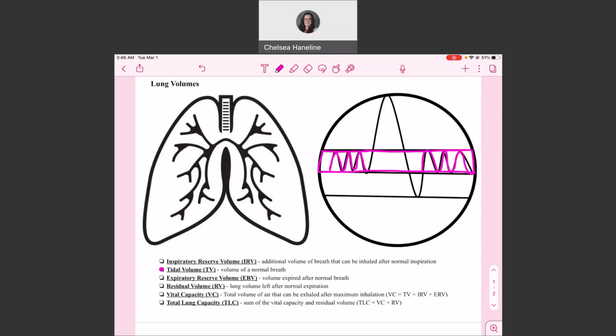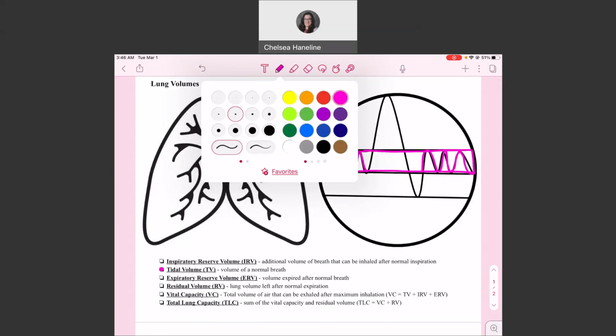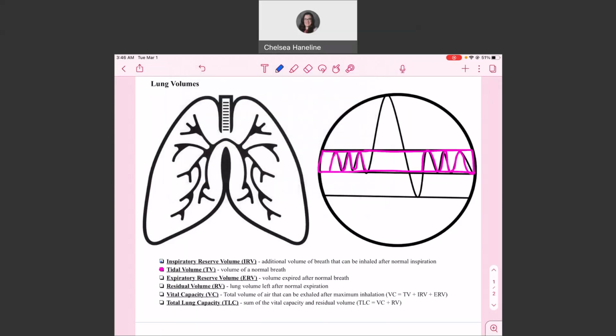And so when we breathe in and out normally, there's going to be some extra room in our lungs. Obviously, we have to be able to breathe in a lot more than that, and breathe out a lot more than that. So next, we're going to look at the inspiratory reserve volume. When you're breathing in normally, there's additional volume of breath that can be inhaled after that normal inspiration, and that's your inspiratory reserve volume. That's going to be this upper portion.